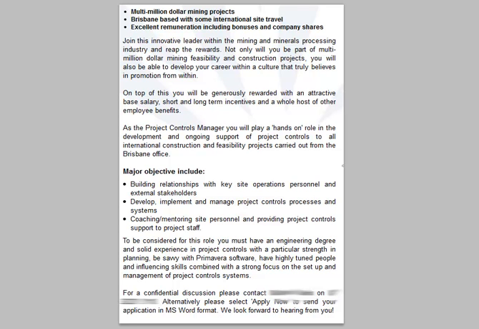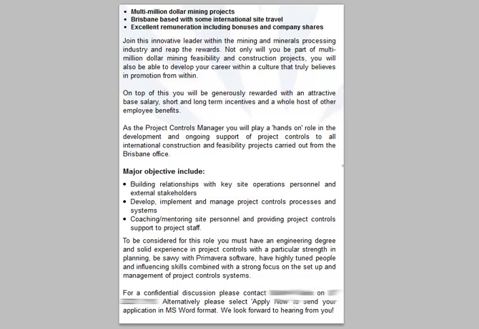The multi-million-dollar mining projects, Brisbane-based with some international site travel. Excellent remuneration including bonuses and company shares. Join this innovative leader within the mining and minerals processing industry and reap the rewards. Not only will you be part of a multi-million-dollar mining feasibility and construction project, you will also be able to develop your career within a culture that truly believes in promotion from within. On top of this, you will be generously rewarded with an attractive base salary, short and long-term incentives, and a whole host of other employee benefits.